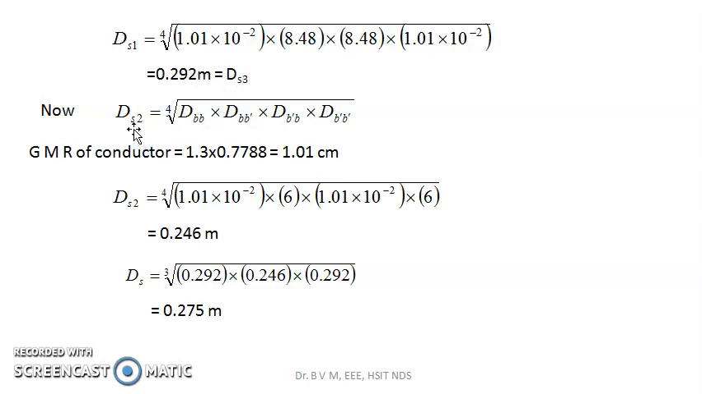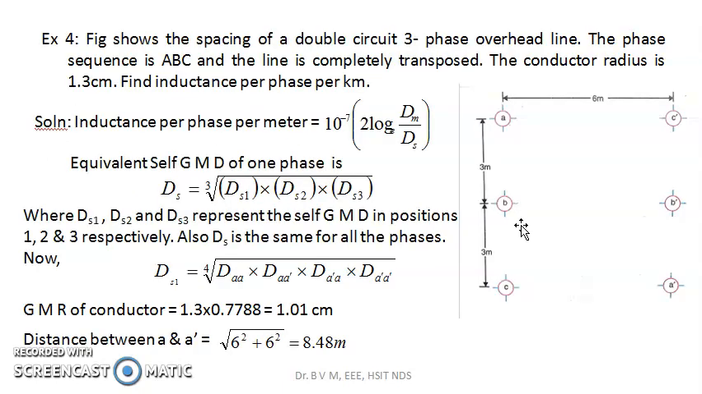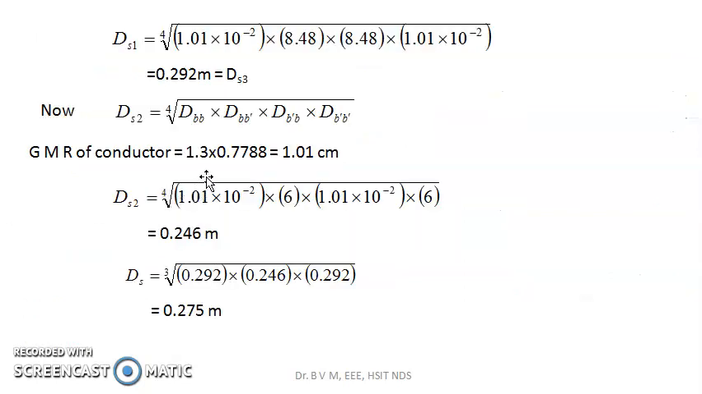Now ds2 we have to calculate. ds2 is dbb, dbb dash, db dash b, db dash b dash. That we will get as 0.246 meters. So now you have to calculate the equivalent equilateral spacing ds, and that is the cube root of ds1 into ds2 into ds3. Substituting that, we will get 0.275 meters.